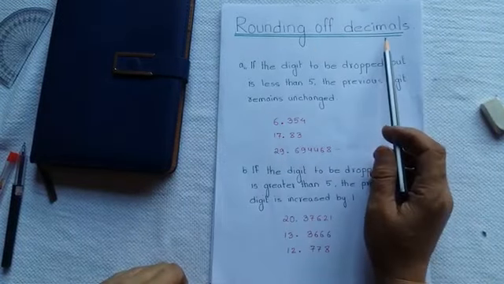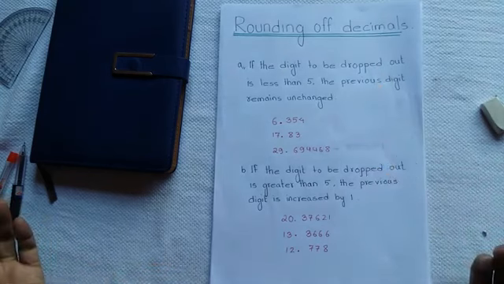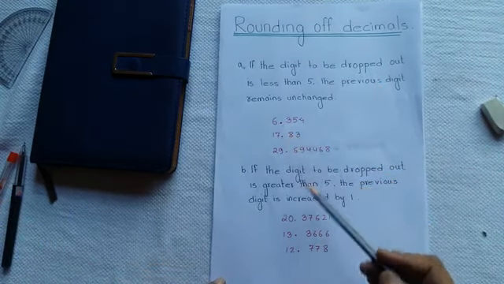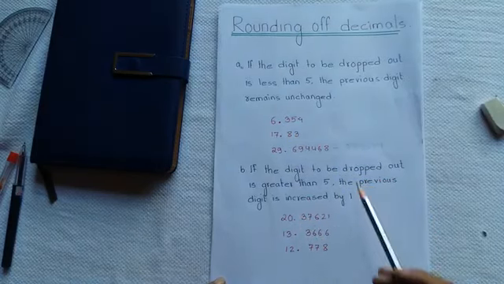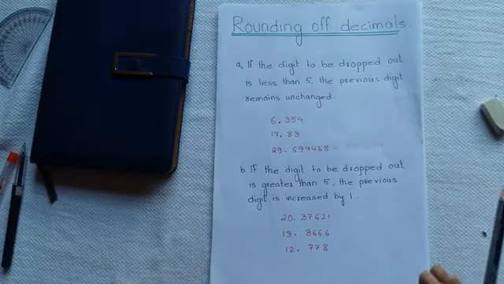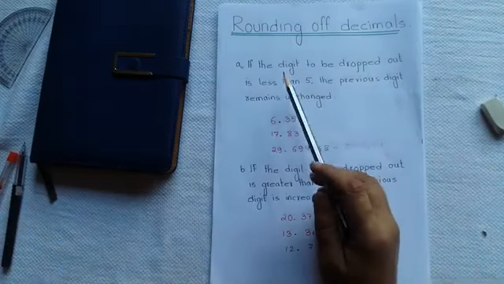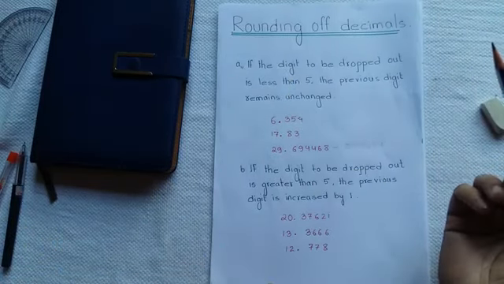Rounding off decimals. So we will round off the numbers that have decimals in them. As you can see, we have decimals here and decimal numbers. So we will learn to round off the decimals. We just need to follow two rules.